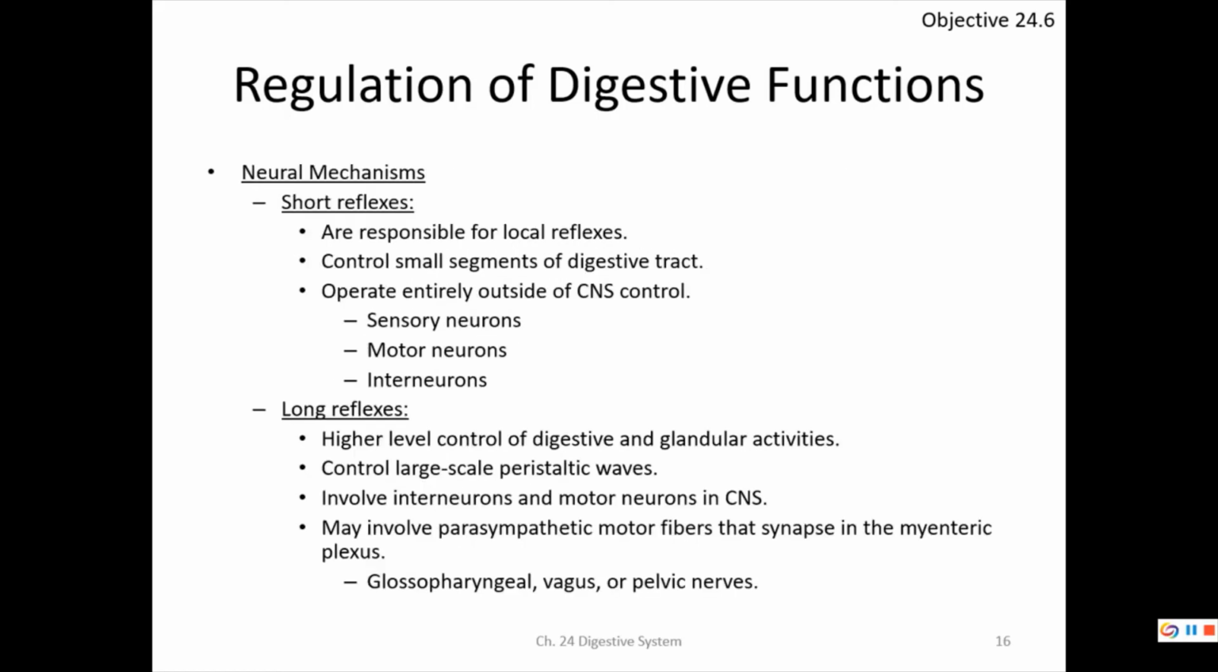Now, neural mechanisms can have short and long reflexes. Remember, short and long reflexes are types of visceral reflexes. A short reflex does not include the CNS, so it only does small parts. It's a local reflex for one small area, like controlling the opening of the ileocecal valve. There is no CNS control, sensory neuron, motor neuron, all that, but there is no CNS. It has no CNS component.